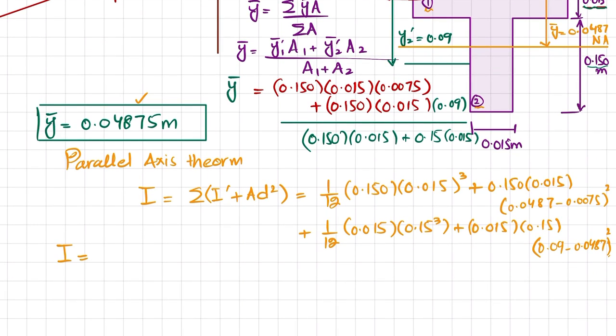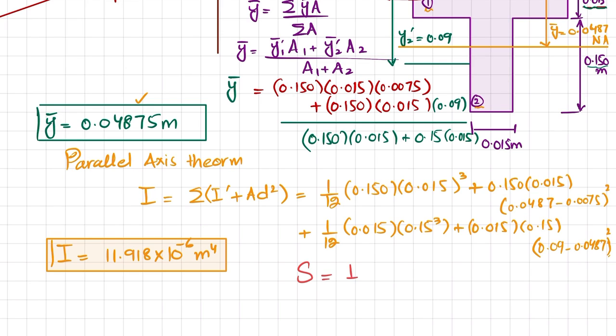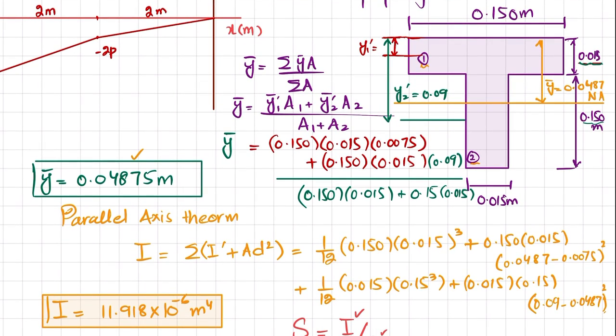So when you solve this, you will get the value of I, and that I will be equal to 11.918 into 10 raised to power minus 6 meter power 4. Clear? And now we know that section modulus is equal to I divided by C. So we have I, we do not have C. So C is the maximum distance from the neutral axis, either top or below. So you can see the total height is 0.165, and this is the neutral axis, from the top.